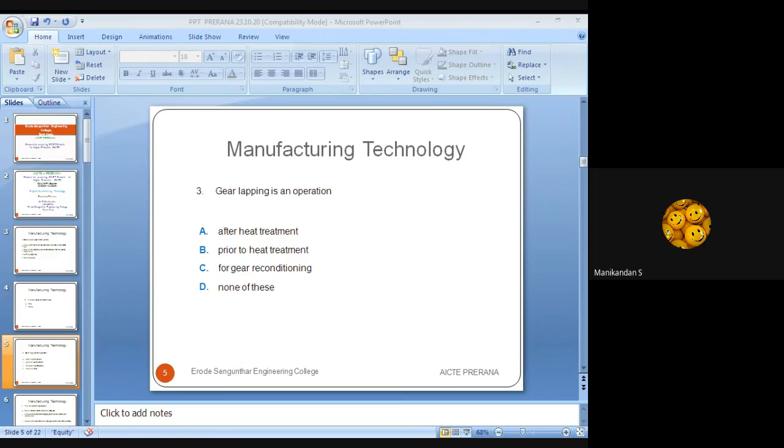So the compound removes a small amount of metal as the gear rotates, thus refining the tooth surface and achieving the desired contact action. Okay. So in order to achieve a polished finish of the external surface of the gear, we need gear lapping. So the answer is gear lapping is an operation after the heat treatment process.